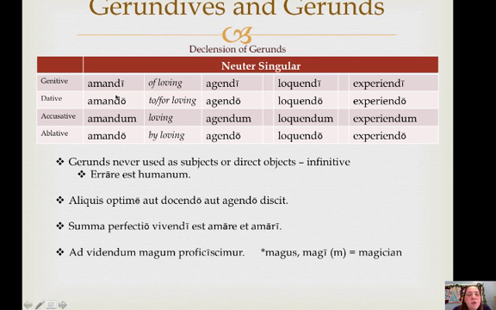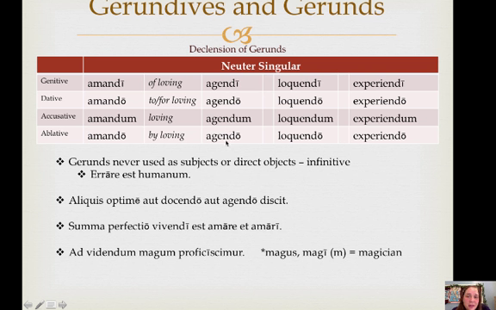Okay, so I'll give you an example of different gerunds. This is amo in its gerund form, so present stem plus -ndus, -nda, -ndum, but of course actually it's going to be plus -ndi, -ndo, -ndum, -ndo, right? So amandi, of loving, amando, to or for loving, amandum, loving in the accusative, amando, by loving. And then I give you a couple other examples, okay?